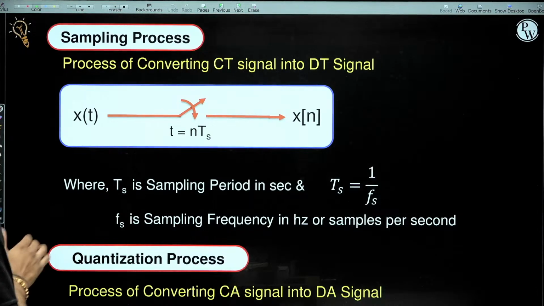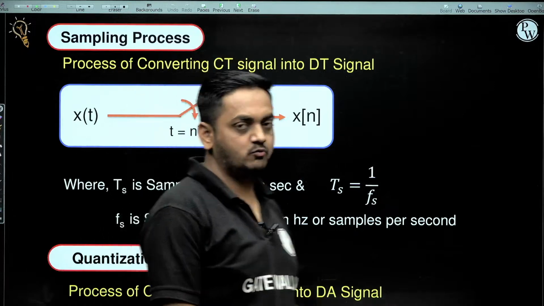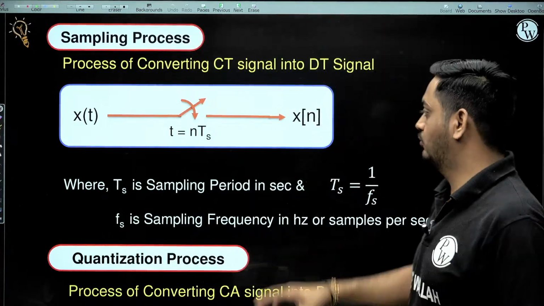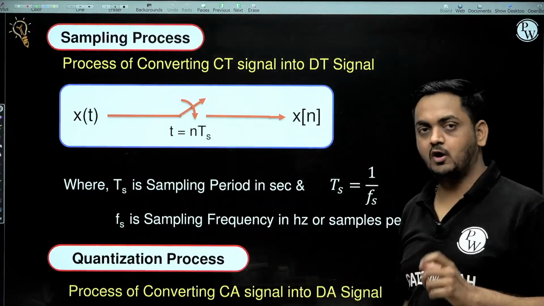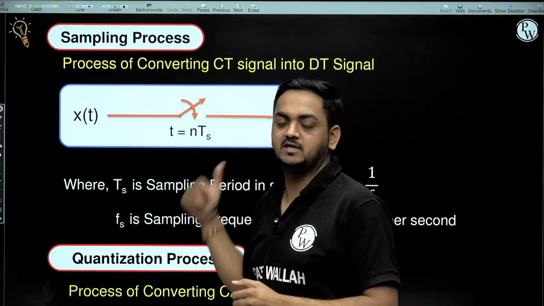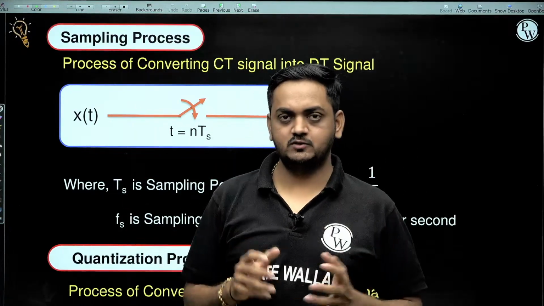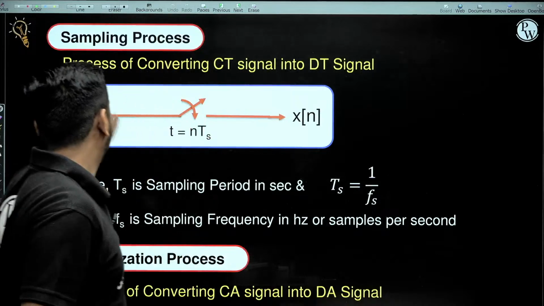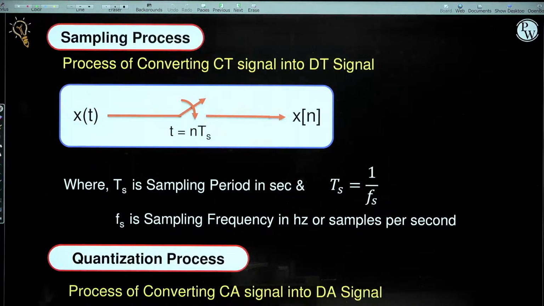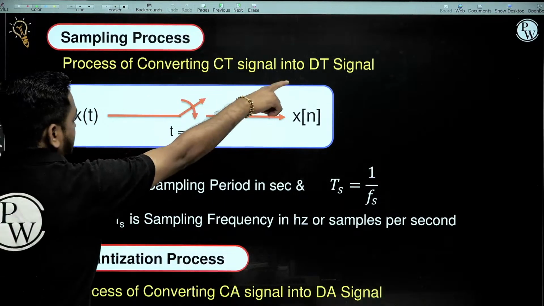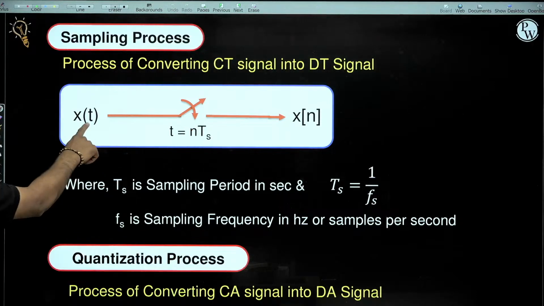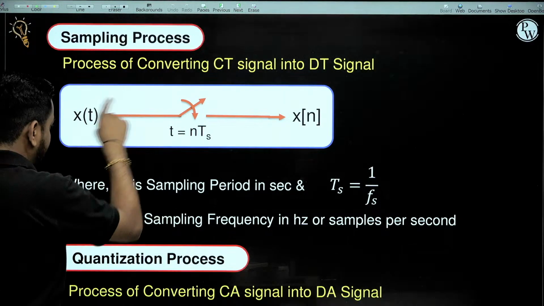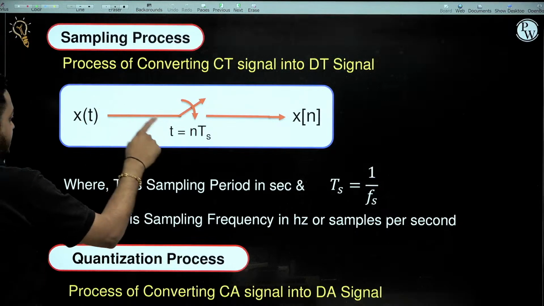So what is the conclusion finally? What is the sampling process? This you have to write in short notes, guys. How to convert a continuous time signal into a discrete time signal? The process is called the sampling process. CT stands for continuous time. Simply replace t with nTs. Switching process is there, simply replace t with n into Ts.